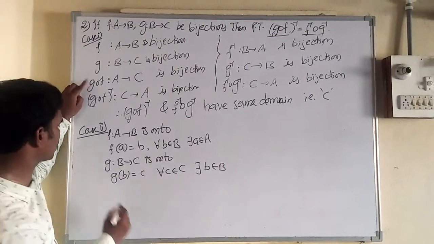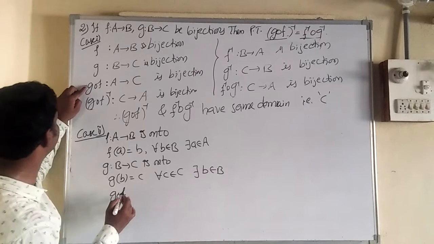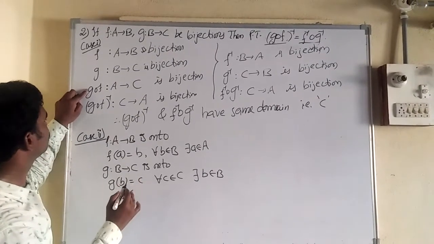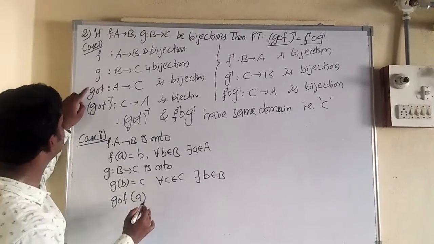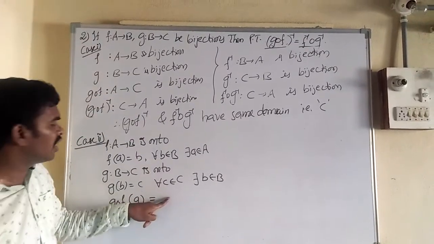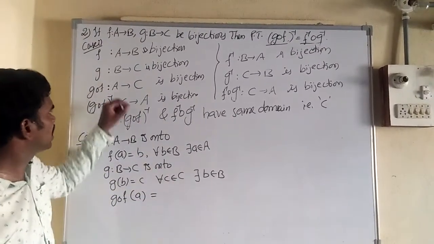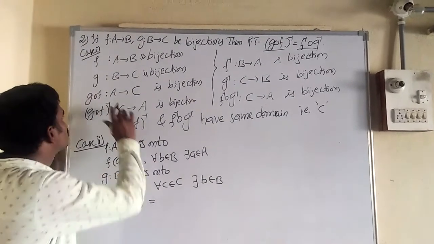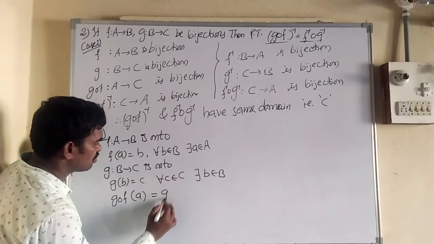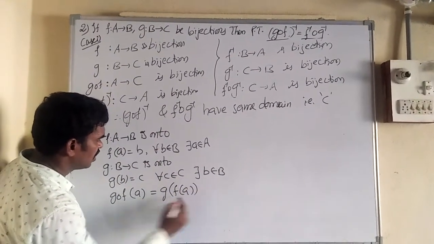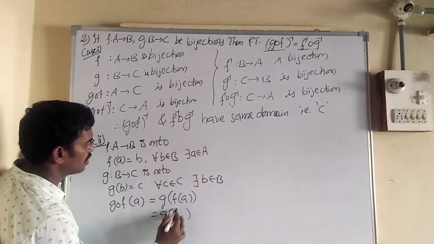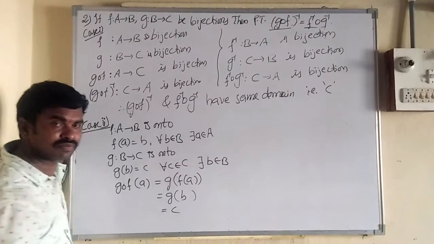Next what? G circle F. So G circle F of some a. G circle F of a is equal to, don't write equal to c directly. If you write it directly c also no problem, but simplification is better. So G circle F of a I am taking is equal to, we can get c, however just I am simplifying G of F of a. I am simplifying this here. So we are getting G of F of a means what? b. Next G of b means what? c. Okay now.